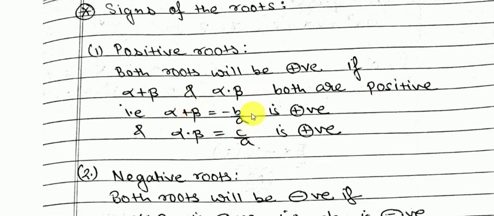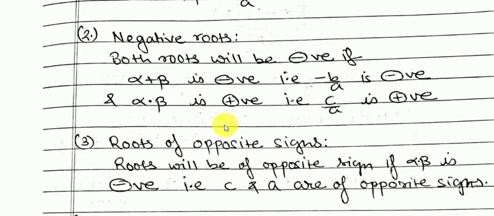Both the roots are going to be positive if minus b upon a is positive and c upon a is positive. And next, if you have to see whether both the roots are negative or not, in that case, if minus b upon a is negative and c upon a is positive, both the roots are going to be negative.